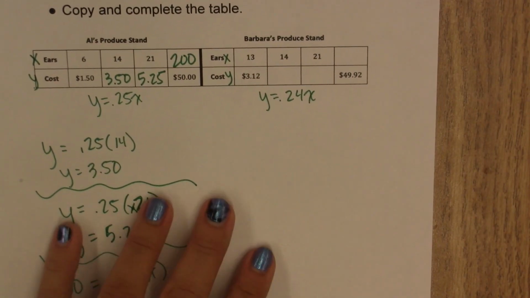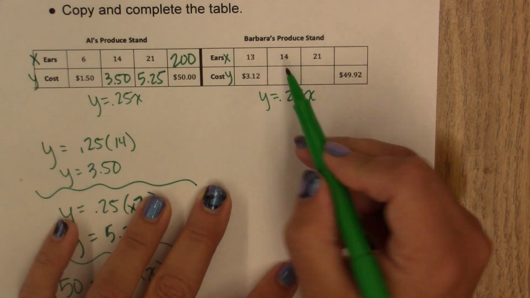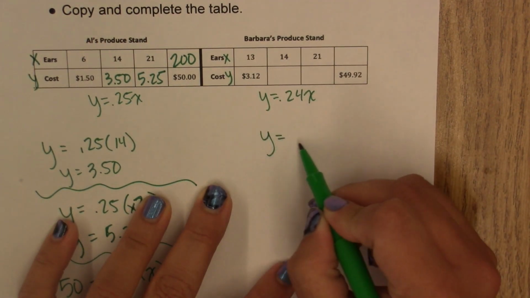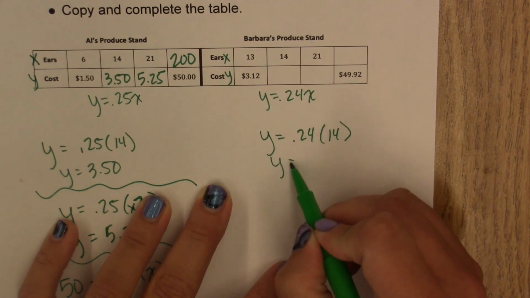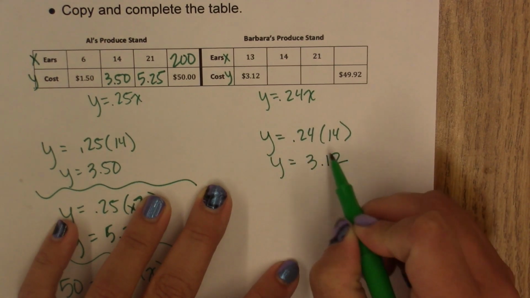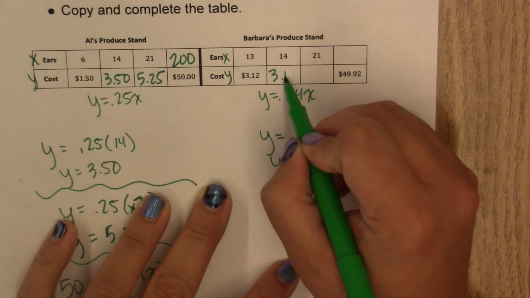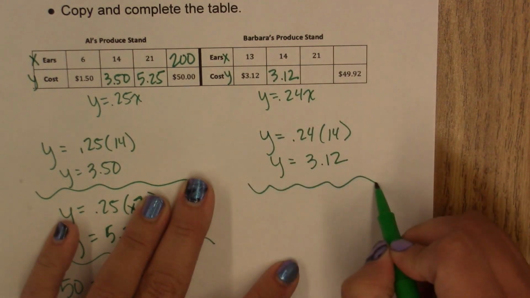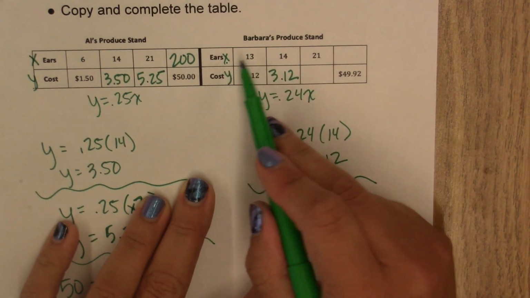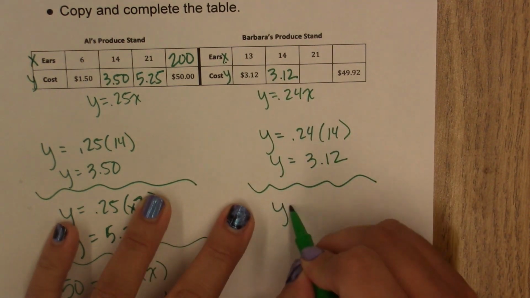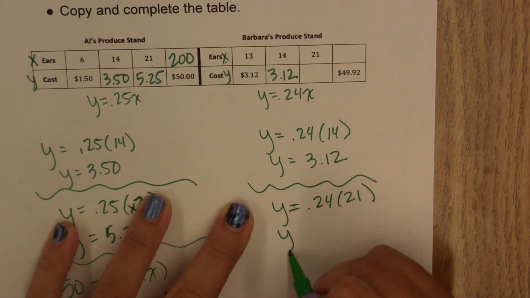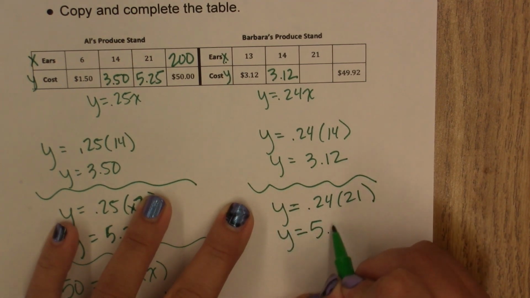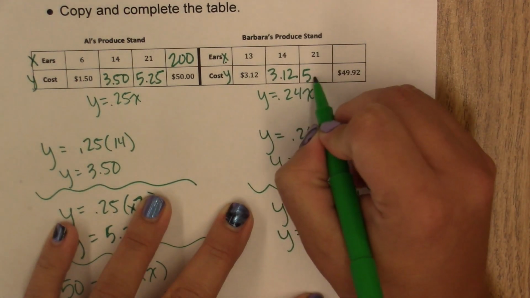All right, let's work through Barbara's. I have an x value of 14. So y equals 0.24 times 14. Y is equal to $3.36 when I multiply. I have an x value of 21. When I multiply, I get $5.04.